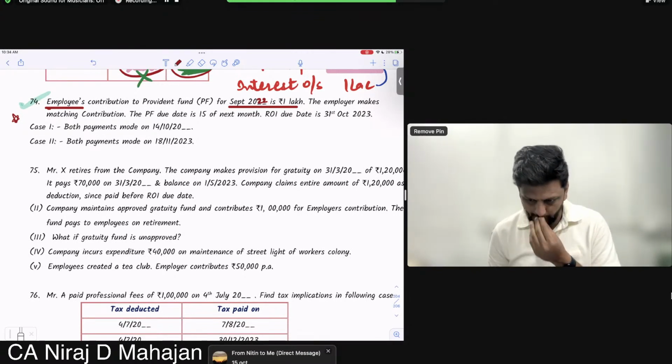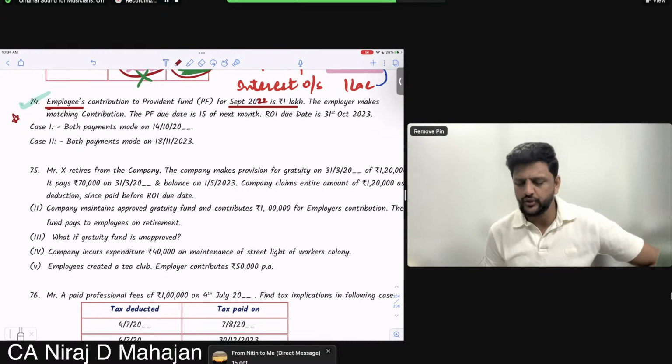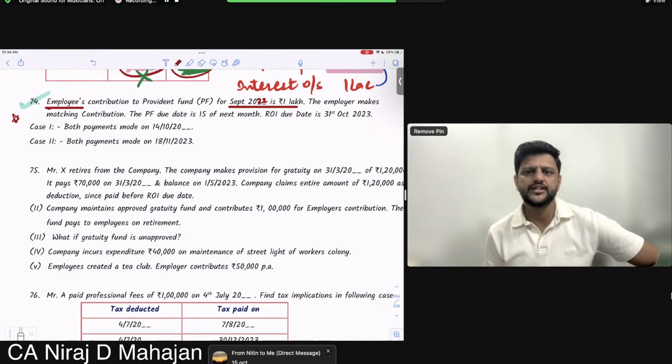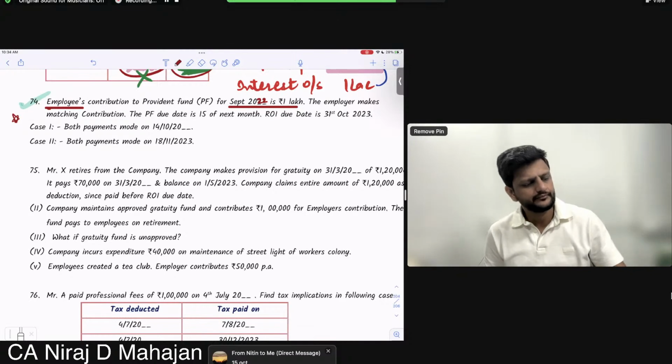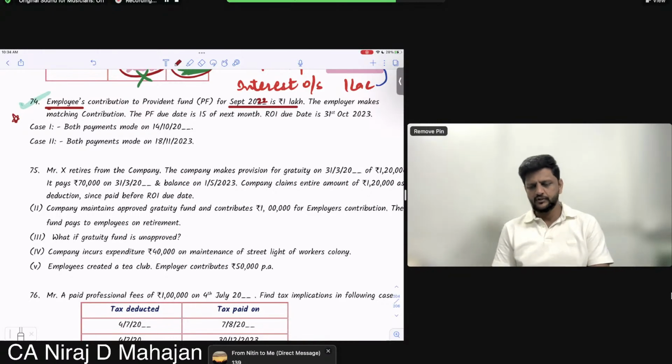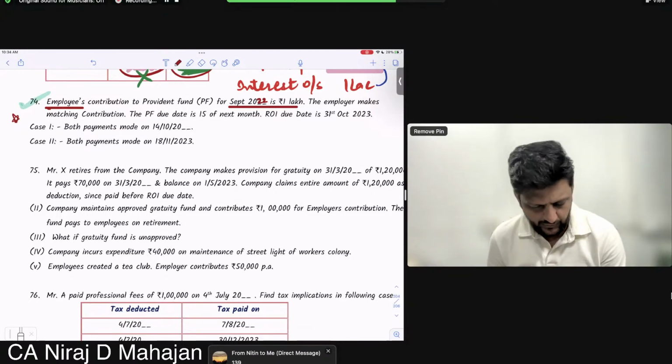However, the return of income due date. They have given you something. ROI is what? Return of income due date. Section number 139(1) is 31st October 23. Clear till here?